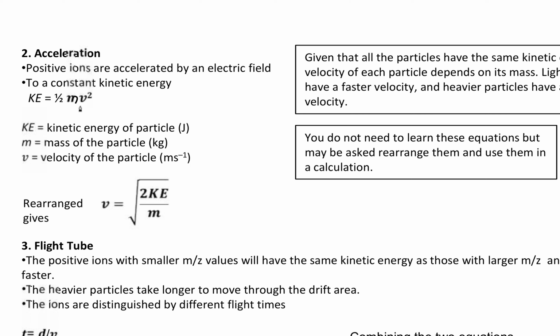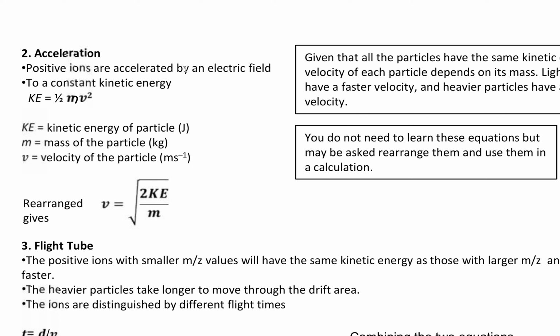So during acceleration, which is the second process, I'm most probably going to remember this and explain this one because it's easier to remember than the other one. During acceleration, the positive ions are accelerated by an electric field with a constant kinetic energy of K equals half times mass times velocity squared. K is the kinetic energy of the particle, in joules, as we know that all energy is measured in joules. Mass of the particles is in kg, and velocity of the particles in ms^-1. Rearranging gives us v equals the square root of 2K_E divided by m.